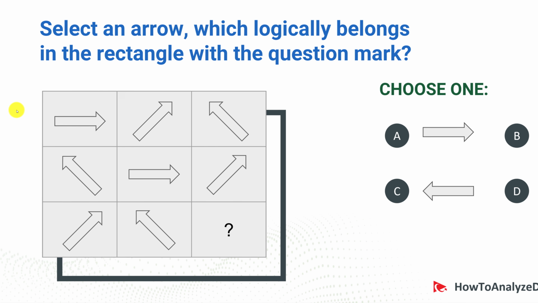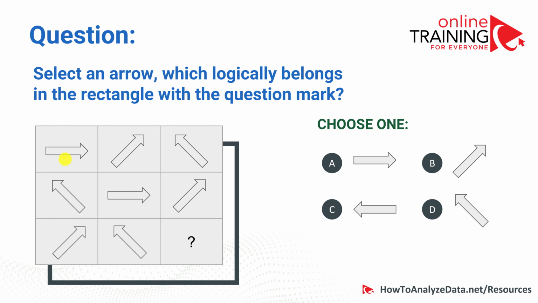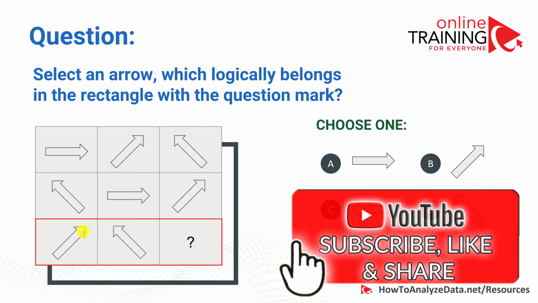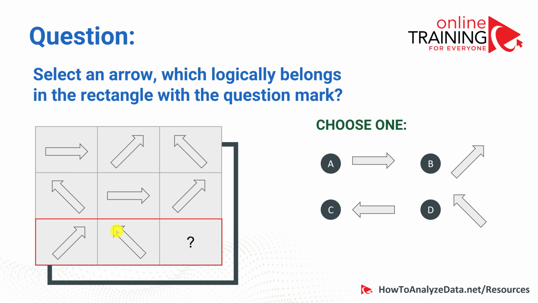The key here is to identify the pattern. Each row and each column contains unique arrows. In the first row, we have arrows pointing to the right, upper right, and then to the upper left. Then upper left, right, and upper right. So here we have upper right, and then an arrow pointing to the upper left, and what's missing is the arrow pointing to the right. And that would be the right answer. And the arrow pointing to the right would be choice A.